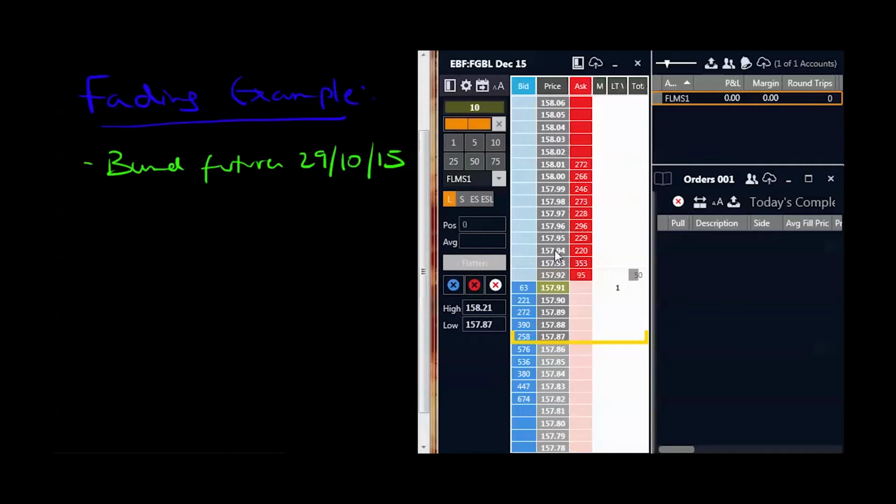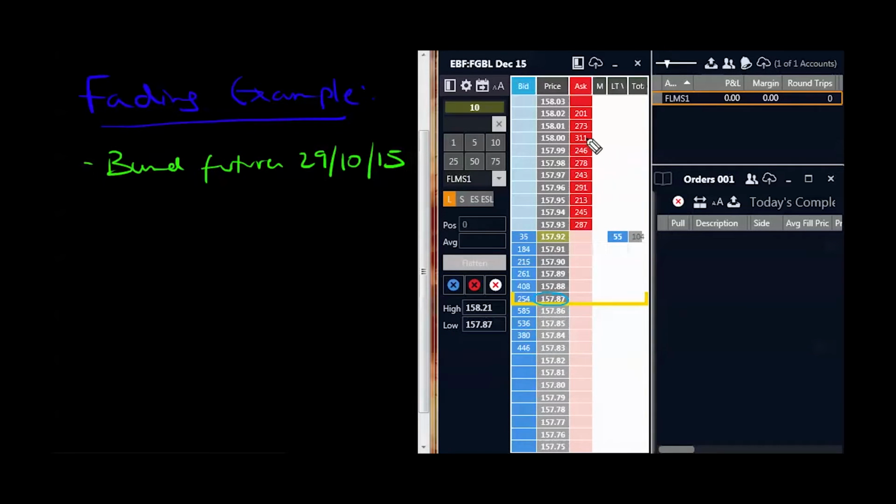Here we go. As you can see, we're trading 157.92 in the Bund at the minute. Very clearly, the low of the day is currently at 157.87. On the order book, there's nothing telling us there's much bigger size on either side, except for 157.82, where we're seeing probably the biggest size in the order book, 683 lots. Average size is probably about 250 lots on the offers.